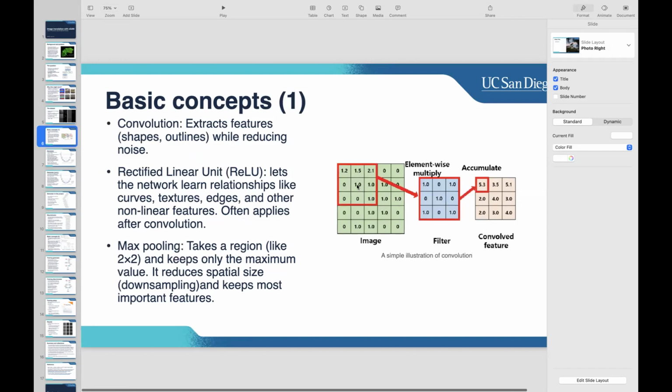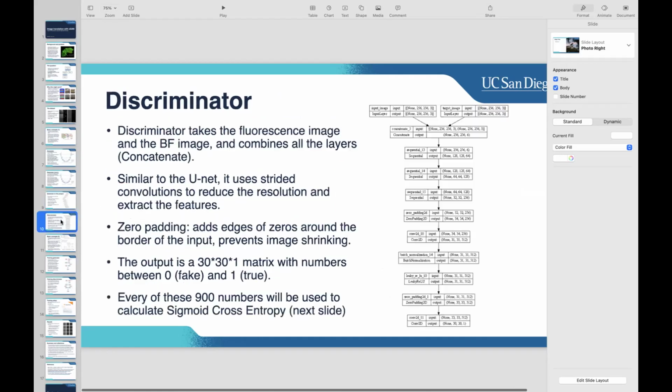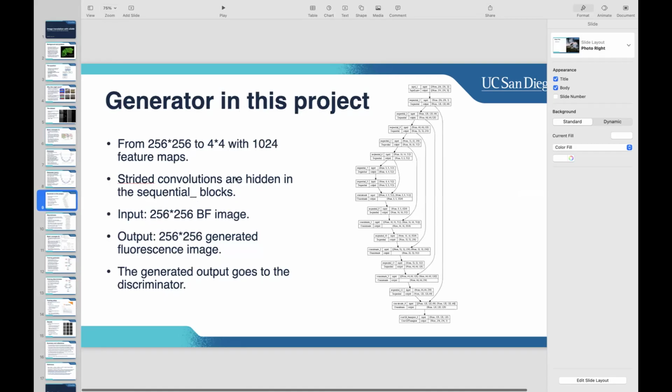So this is convolution: we go by this pixel and that pixel. Strided convolution is like we do one pixel and skip several other pixels and do the next pixel. So this is also a way to reduce the resolution of the image. Okay. And so the input is the bright field image and the output is the generated fluorescence image. And the generated output goes to the discriminator.